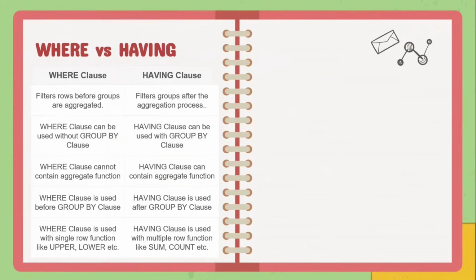Now we will be seeing where versus having clause. Where clause filters rows before groups are aggregated, but having clause filters groups after the aggregation process. Where clause can be used without the group by clause, but having clause can only be used when the group by clause is there. And where clause cannot contain aggregate function, but having clause should contain aggregate function. Where clause is used before the group by clause, and having clause is used after the group by clause. Where clause is used with single row functions like upper, lower, etc. Having clause is used with multiple row functions like sum, count, etc.